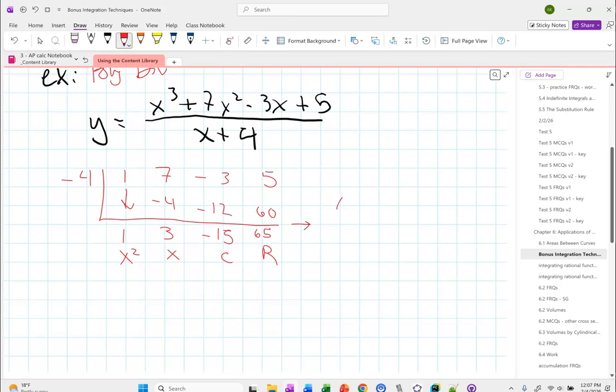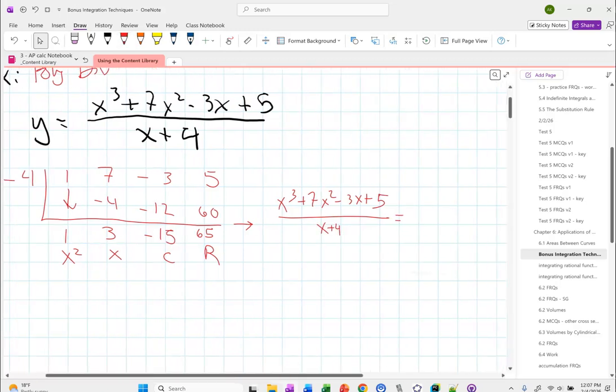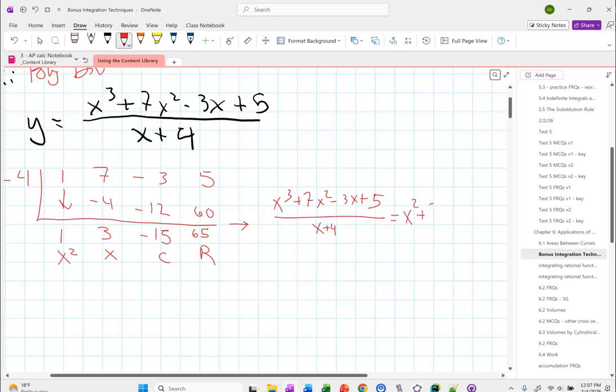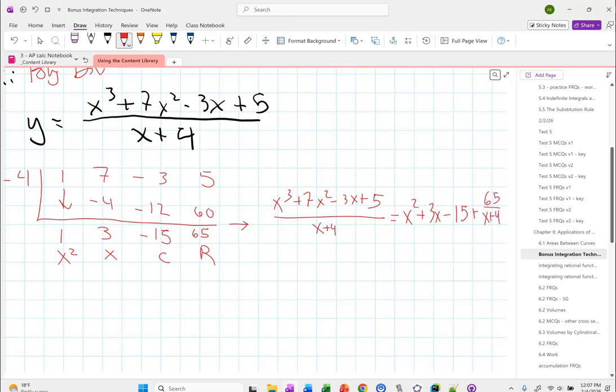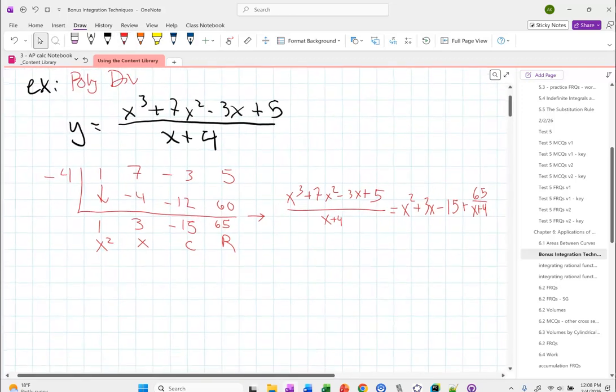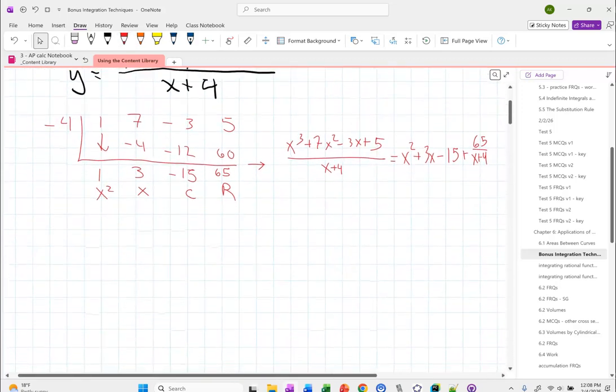So from this, we can say that x cubed plus 7x squared minus 3x plus 5 over x plus 4 is the same thing as x squared plus 3x minus 15 plus the remainder over the divisor. Does that all ring a bell? Look familiar? You should have done this in pre-calculus and algebra 2. We do it in both places.